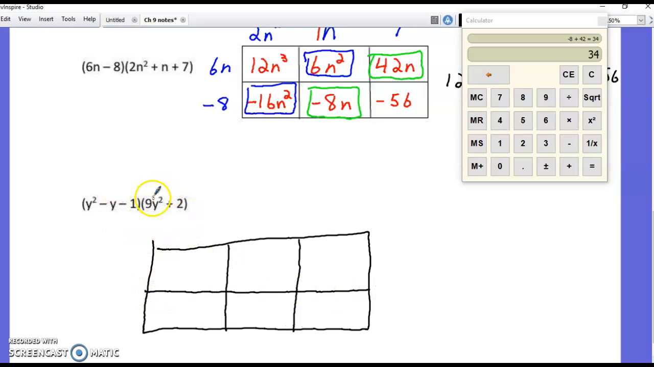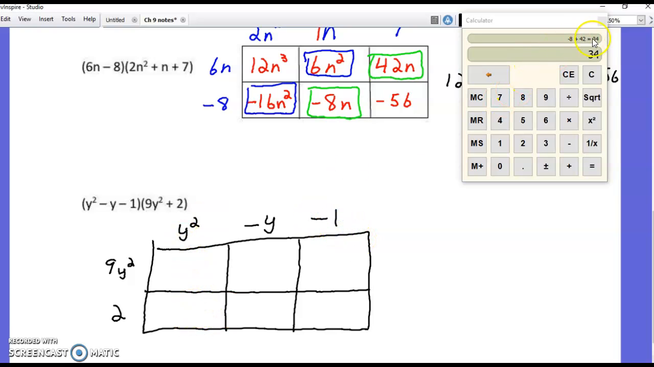All right, so I'm going to put my terms. I'm going to put 9y squared and a positive 2 here. Up here I have a y squared. I have a negative 1y, so negative y. I have a negative 1.